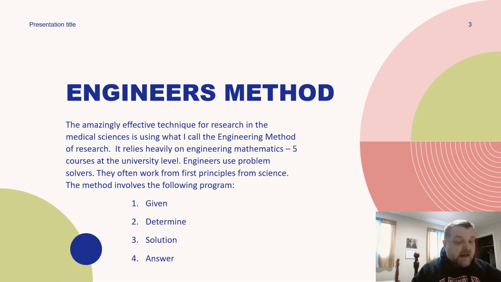So we use engineering methods, and when I'm writing my papers, it basically follows a given, determined, solution, answer format. This amazingly effective technique for research in the medical sciences is what I call the engineering method of research. It relies on engineering mathematics. Engineers are problem solvers. They often work from first principles from science. The method involves the following program.